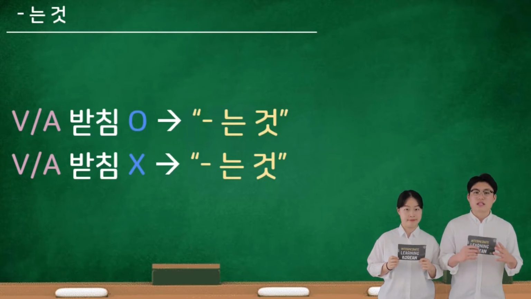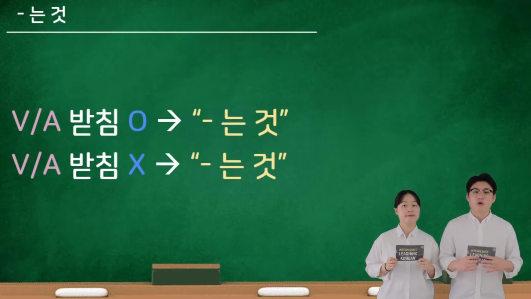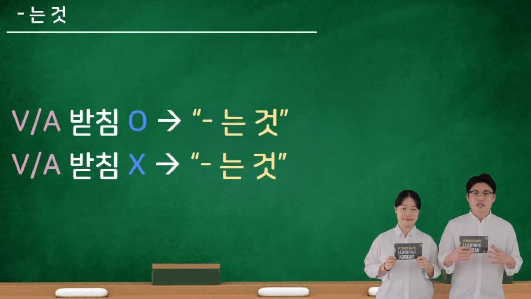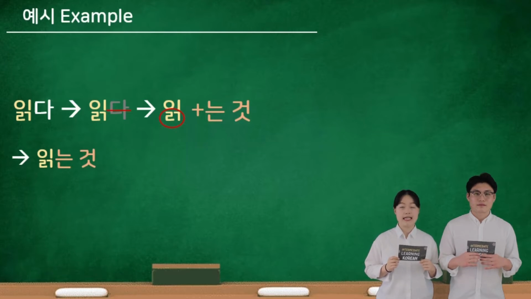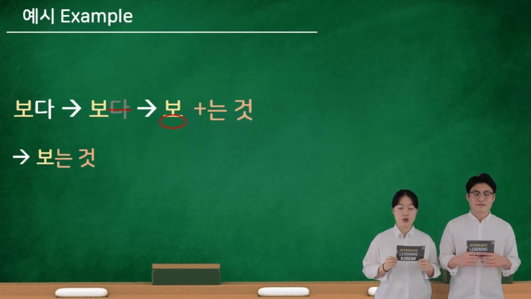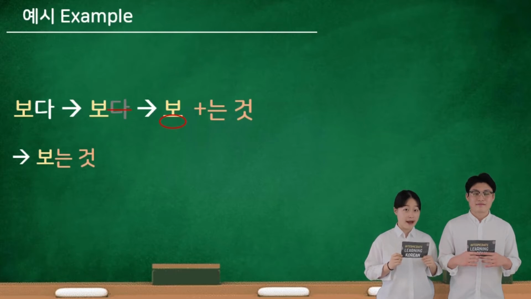First, if you remove 다 from the basic form of a verb, the stem will remain. After that, 는 것 is added. For example, if you look at the verb 읽다, is there a final consonant? After that, 는 것 is used. Then it becomes 읽는 것. Also, 는 것 is used even if there is no final consonant in the stem of the verb. For example, if you look at the verb 보다, there is no final consonant, right?